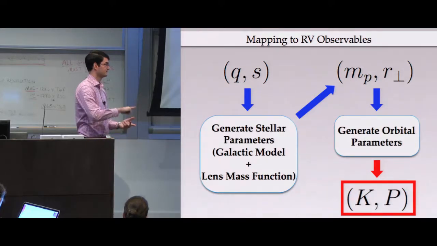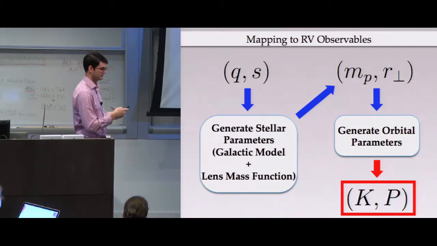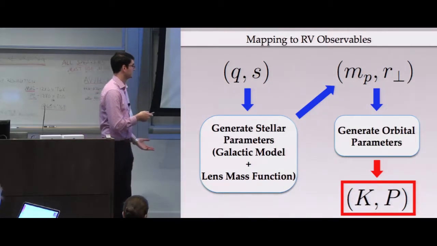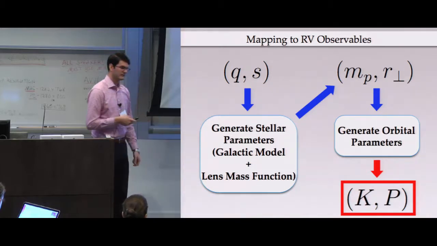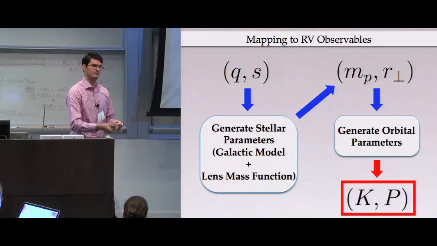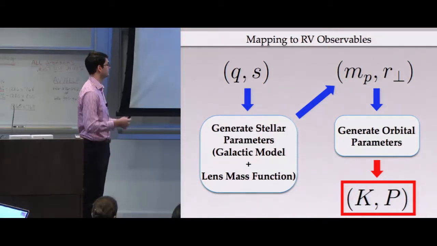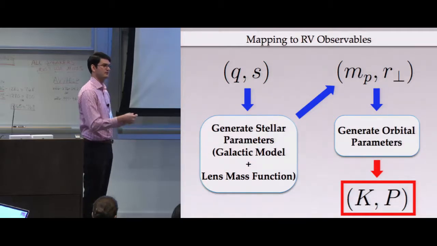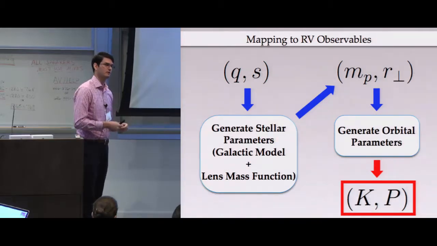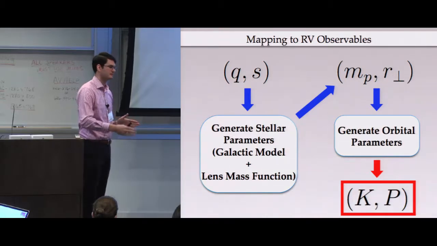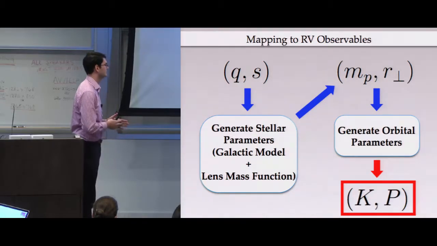You know, we need the stellar mass, we need a distance to the lens, all of these other things. And so we must assume a galactic model as well as a lens mass function. And we need to draw values from a distribution of lenses and other things as well. The problem is that we don't actually know what these true distributions are. We don't know the exact distribution of lens distances to different events.